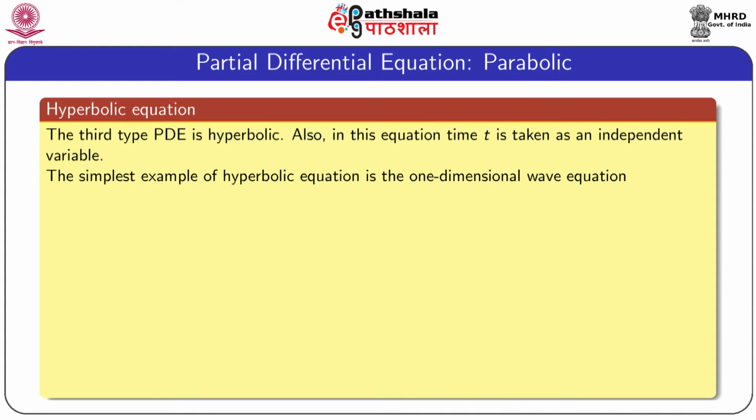Now we consider the hyperbolic partial differential equation. In this case also, the time t is involved in the equation. The simplest example of a hyperbolic equation is the one-dimensional wave equation. This is the simple form of the wave equation: the left hand side is del 2 u del t2 equal to c square into del 2 u del x2, where t represents time and x represents the length.